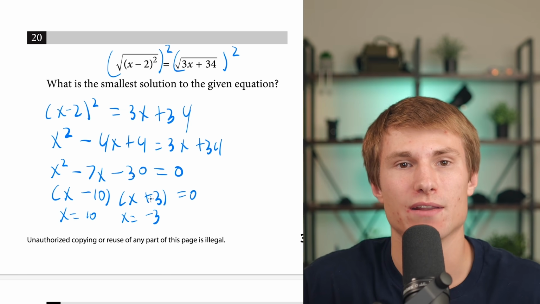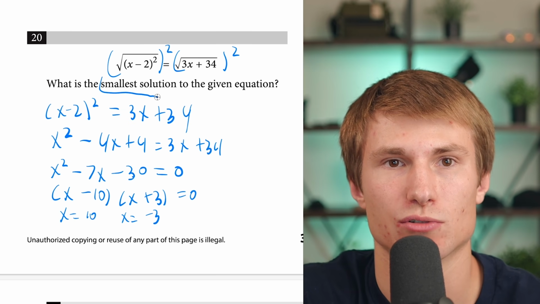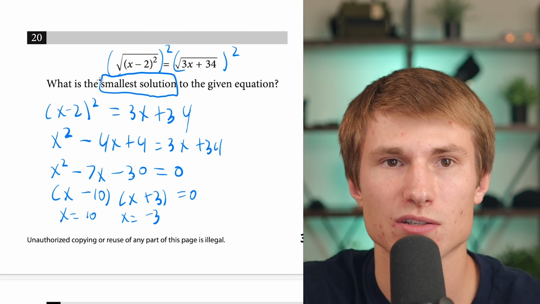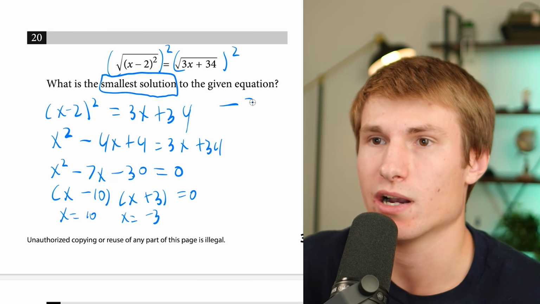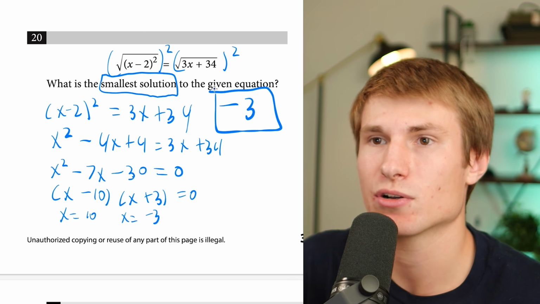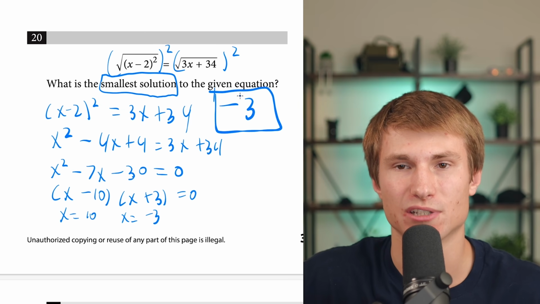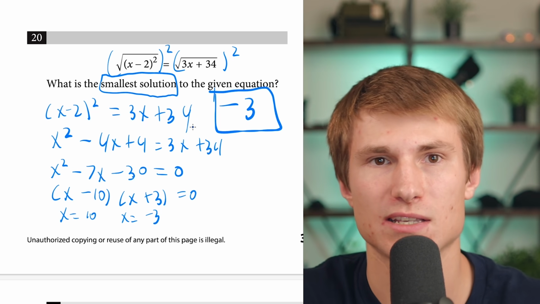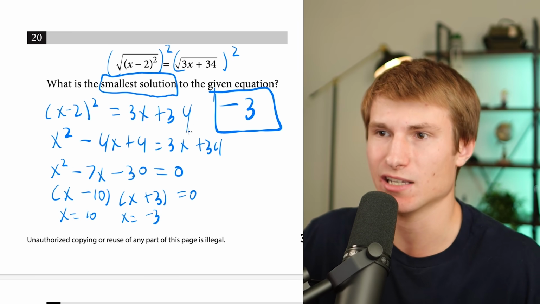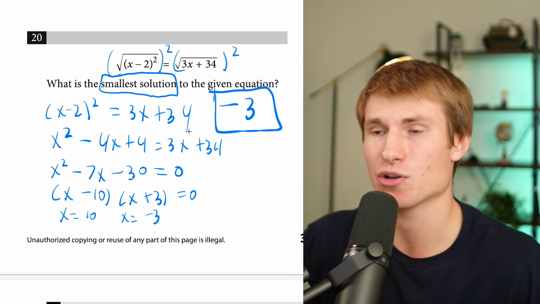Now, keep in mind that we have to have the smallest solution to the given equation. The smallest solution here is negative 3 because it's obviously negative and the other value is positive. So our answer here would be negative 3. Now, if you were to graph this out, you also still need to pay attention to the fact that you need the smallest solution to the given equation. So make sure on the SAT that you always pay really close attention to what you're asked to answer with, because if you don't, you're probably going to miss points.